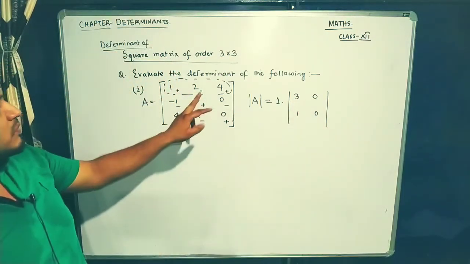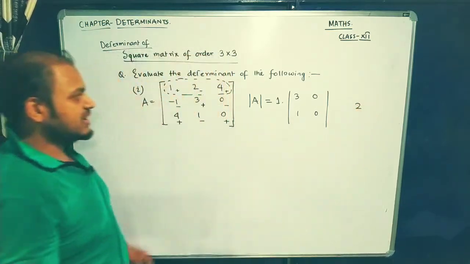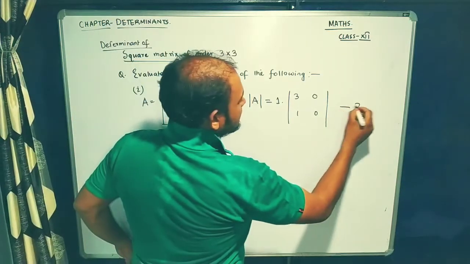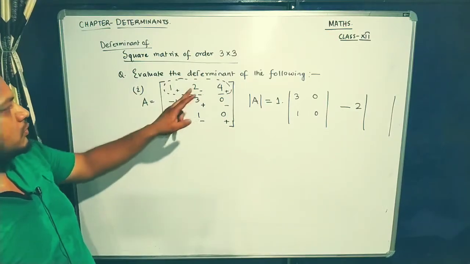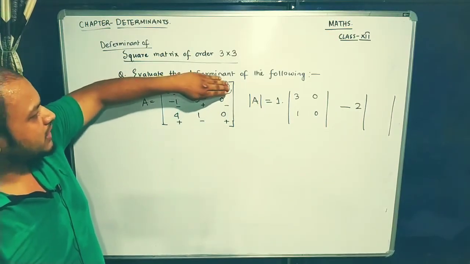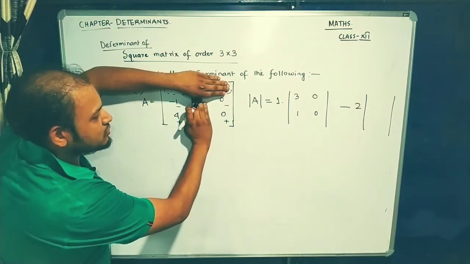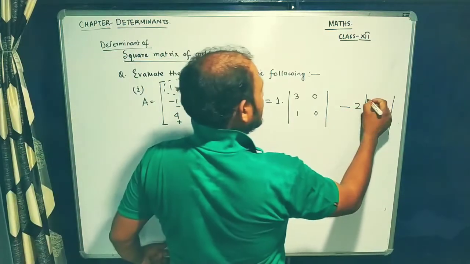Then there is a 2 here, right? So next number is 2. And what is the sign before 2? Is it minus? So you have to place minus here. Then use the determinant. Hide the row and column now. 2 belongs to the first row. Hide the first row. And it belongs to the second column. Hide the second column. Which numbers do you see now? Do you see these 4 numbers? So place them here.